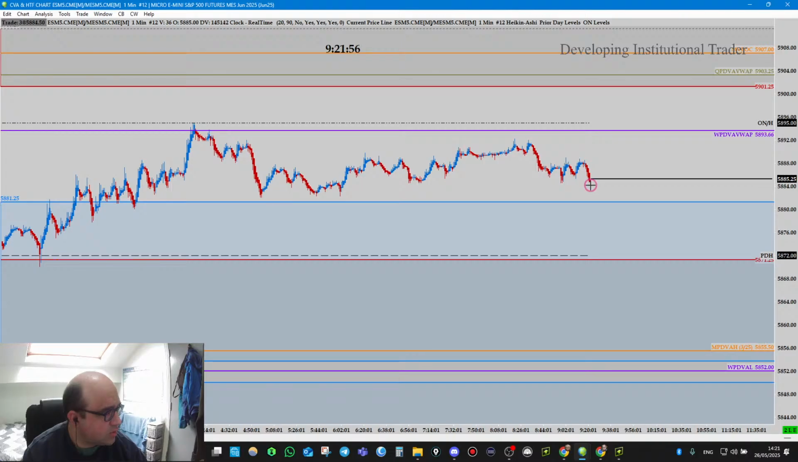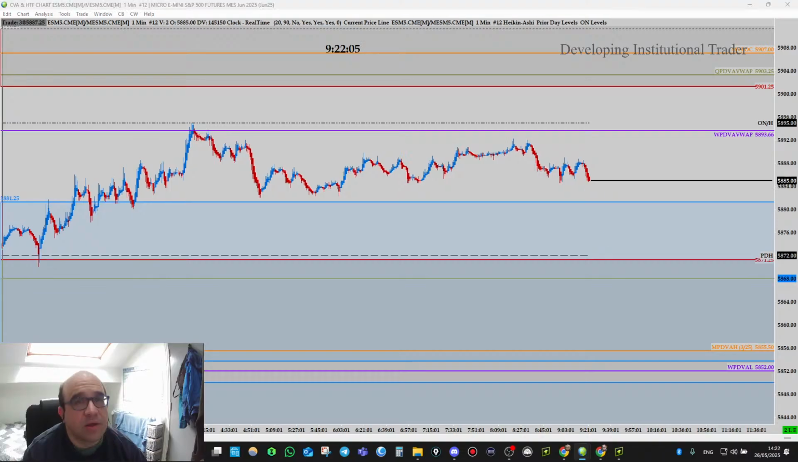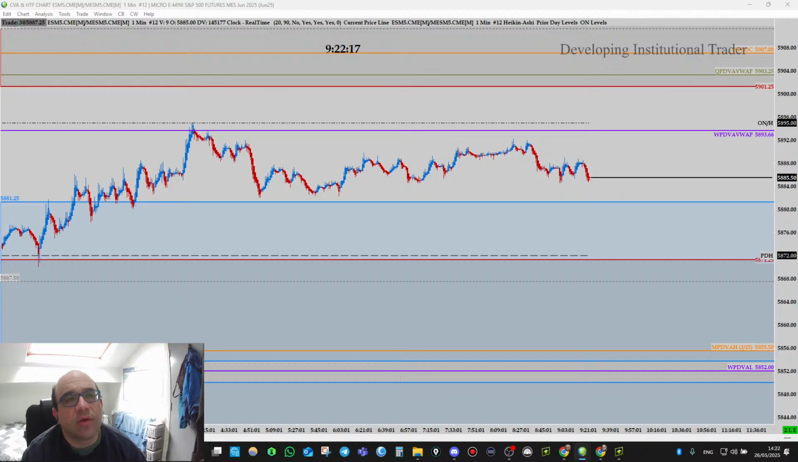So price coming down, if we break this level, then I'll be looking to short towards the hook, which is around here. Actually, I'm going to put a level there as well. That's the poke, and that's the previous day high. So in theory, I can short from here to here if we go.